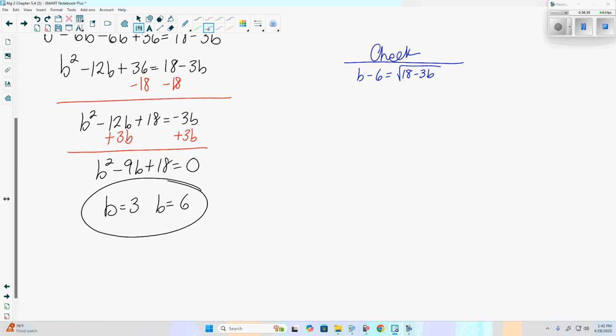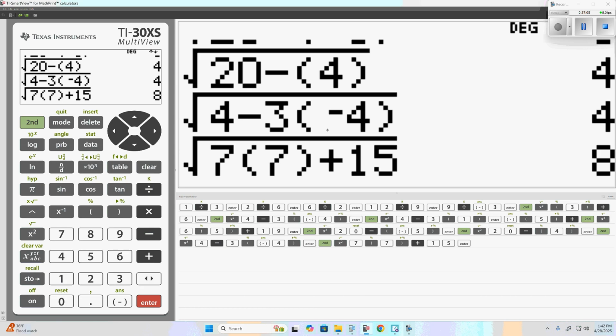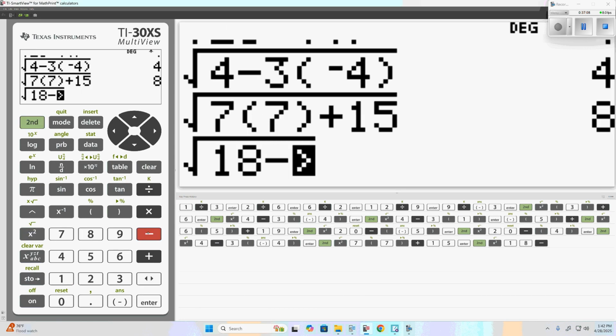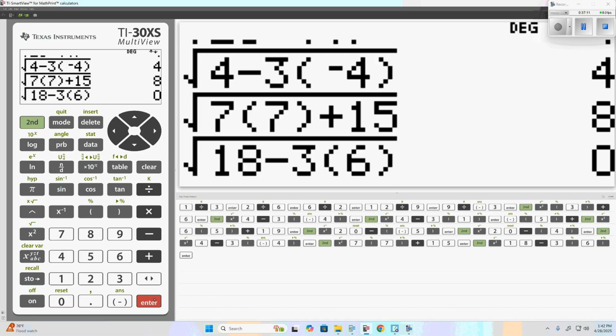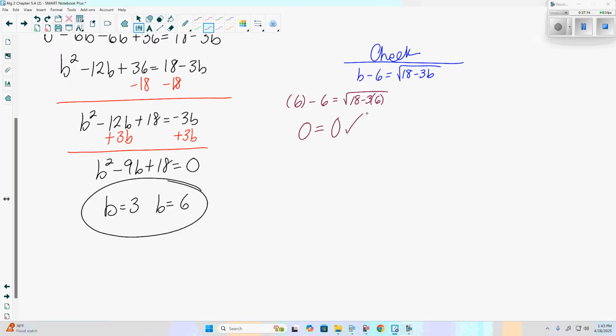So again, we're going to need to check. Let's start with 6. 6 minus 6 equals square root of 18 minus 3 times 6. Now again, when I ask you to check it on your paper, I'm going to at least want this written out where it's showing that you did plug in our solution in. Well, 6 minus 6 is 0. On the other side, the square root of 18 minus 3 times 6 is also 0. 0 does equal 0. So that checks out.